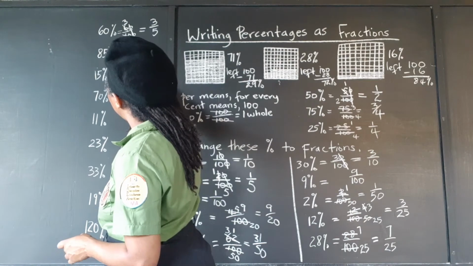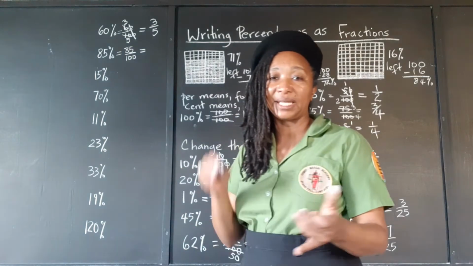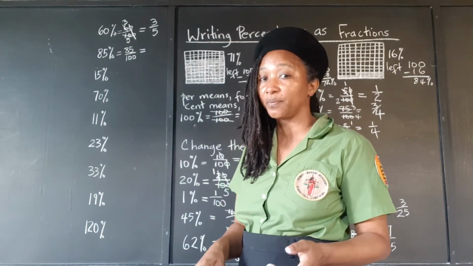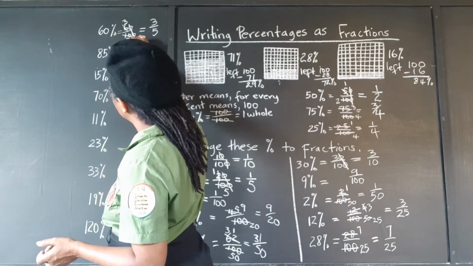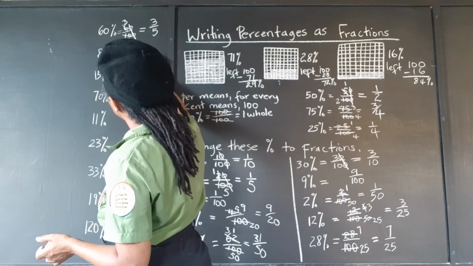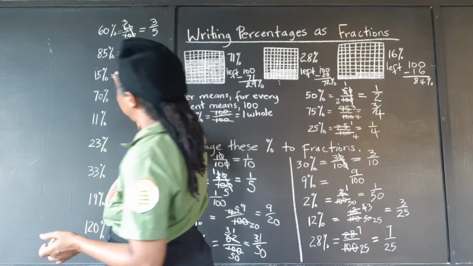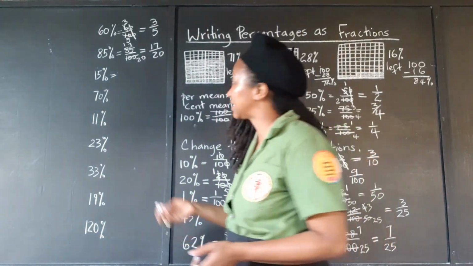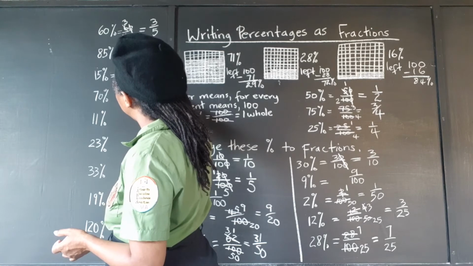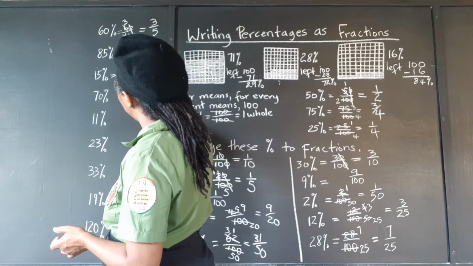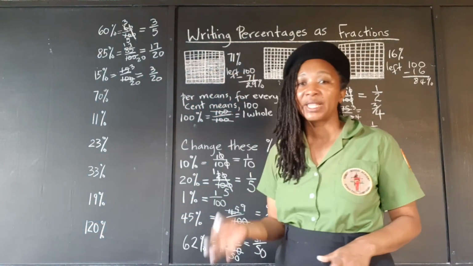85%, that's 85 out of 100. We know that 5 can go into any number that ends with a 5 or a 0. So let's divide by 5. 5 goes into 8 one time, remainder 3. 5 into 35, 7. 5 goes into 100, 20. And that's 17 out of 20. Okay? 15%, 15 out of 100. Using 5 again. 5 into 15 goes 3 times. 5 into 100 goes 20 times. 3 out of 20. Alright, winding down.